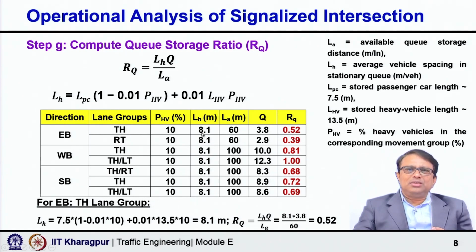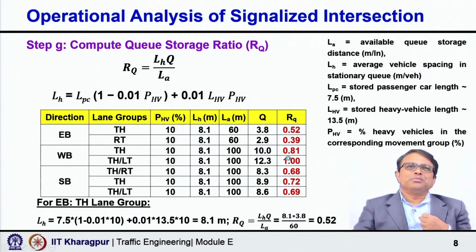Once you know the LH value, you can calculate this Q storage ratio, and in this case it will be 8.1 into 3.8 divided by 60, so only 0.52. Like that you calculate for every lane group. Interestingly, you can see one value is 1, which means the whole Q storage distance is getting utilized. A little bit higher will no more be acceptable. In fact, we should not operate with this Q storage ratio as 1, because a marginal increase means it will fail.